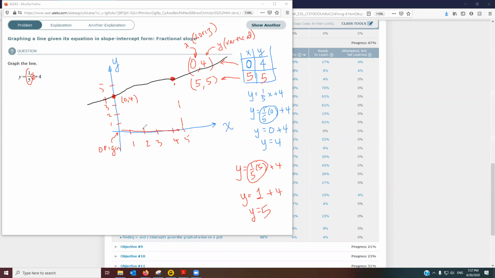All right, but let me give you an alternate way to do this. Let me go back to this equation, Y equals 1/5 X plus 4. Well, if you go into the reference packet, you'll see there's a general form of an equation like this that says y equals mx plus b. M is the slope of the line, and this b is called the y-intercept.